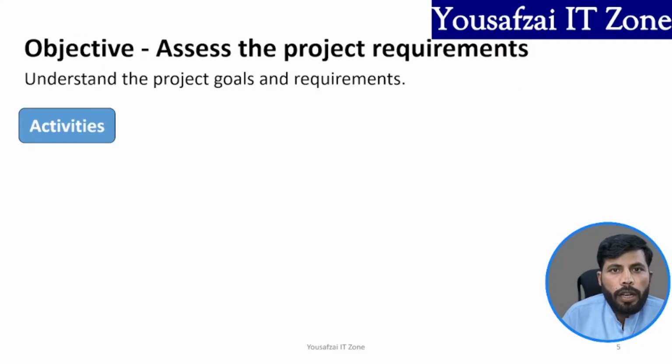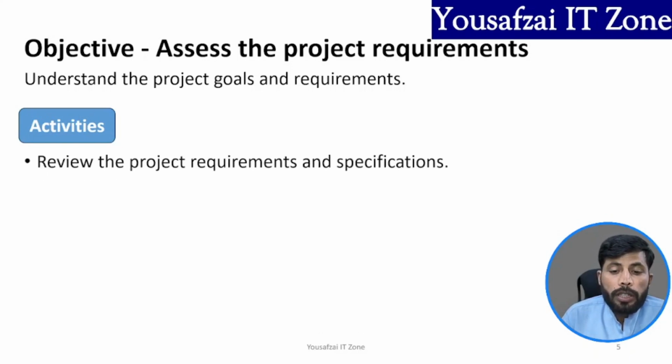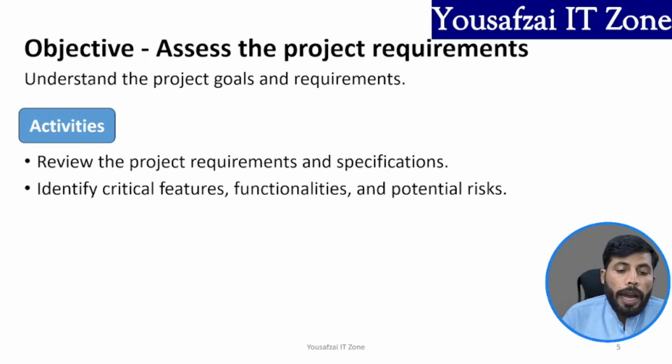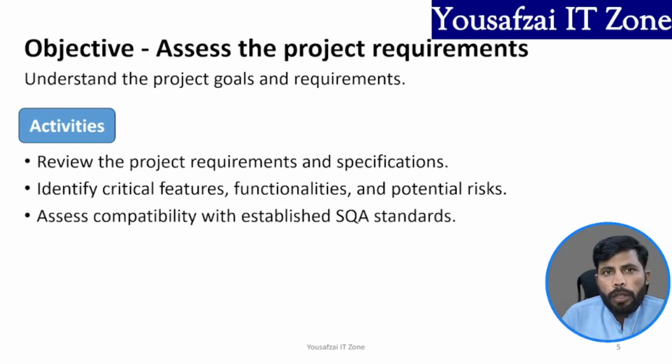The first section of creating a QA plan is to define its objective. In the objective, we assess the project requirements. We understand the project goals and requirements. There are different activities involved in this section, which include reviewing the project requirements and specification, identifying critical features, functionalities, and potential risks. Also, look at the project to check whether it is compatible with the QA standards or not.